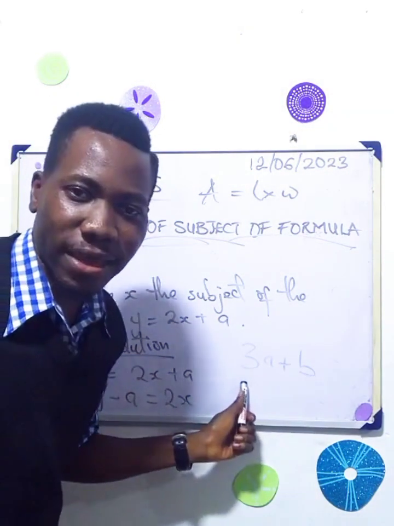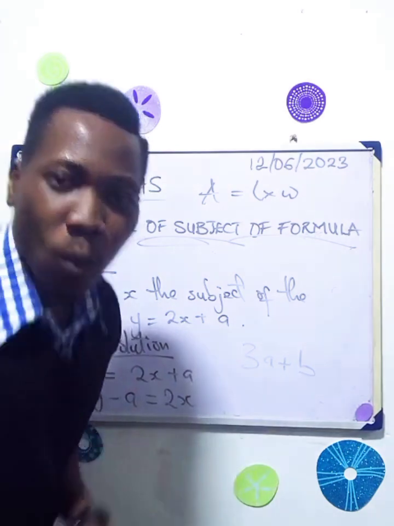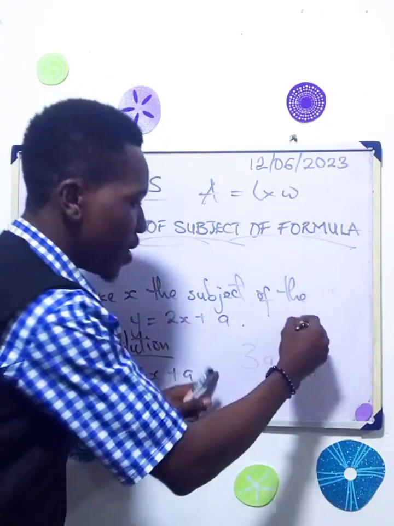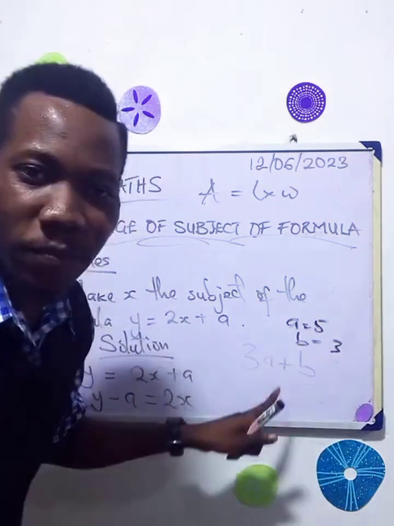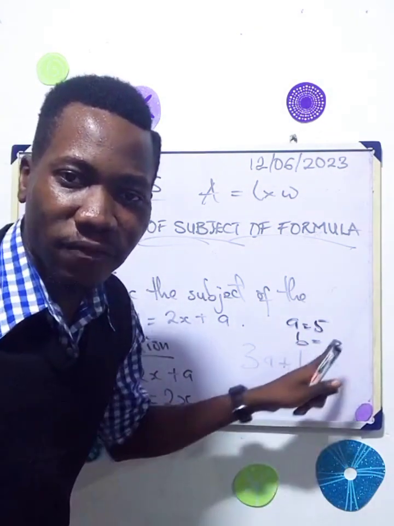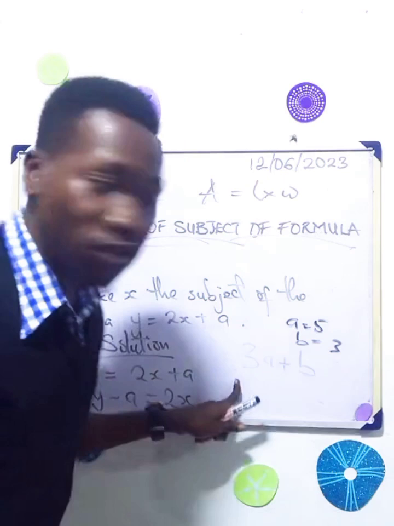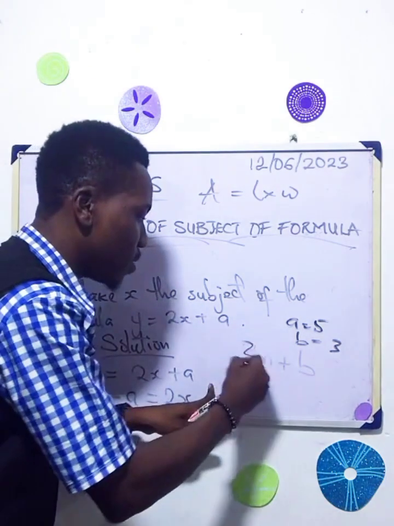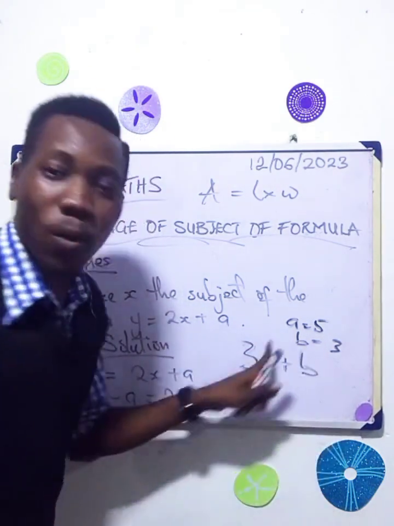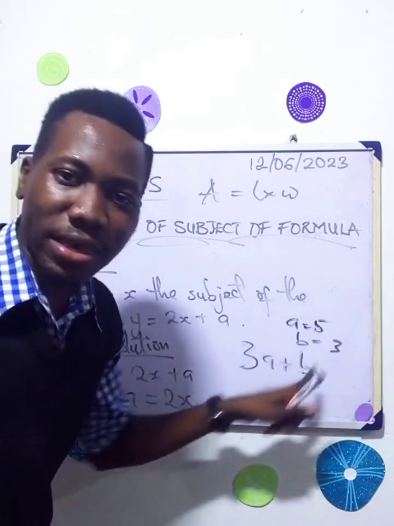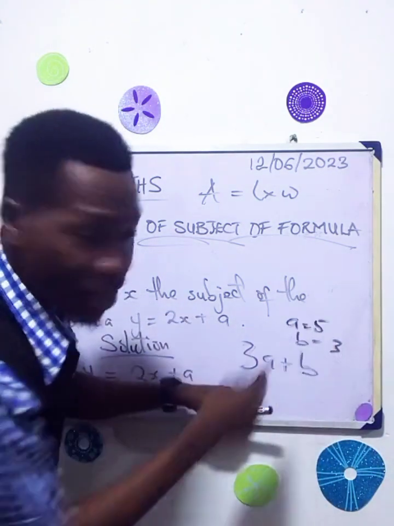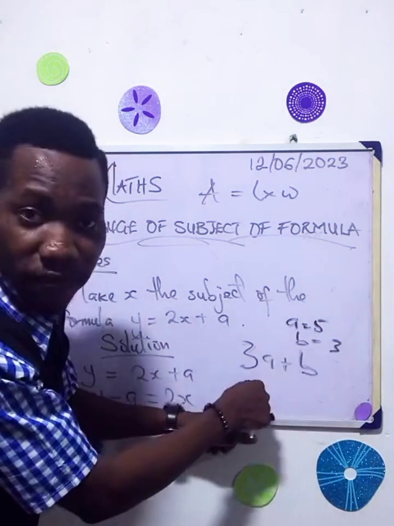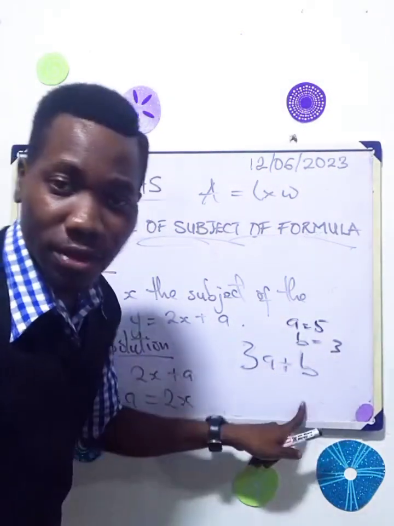So in case you see a question that says solve the expression 3a plus b, when a is 5 and b is 3. This is substitution. So you have to replace, where you see a, you put in your 5, and when you see b, you put in your 3.